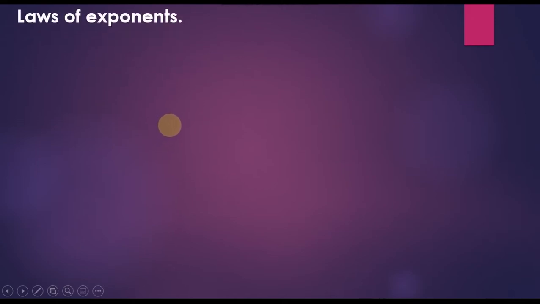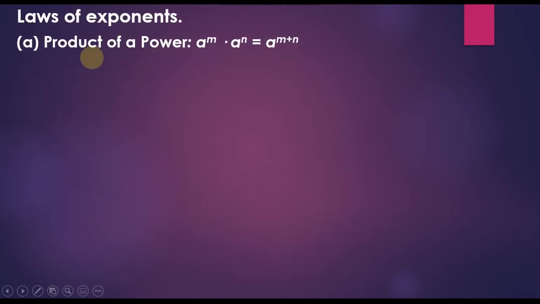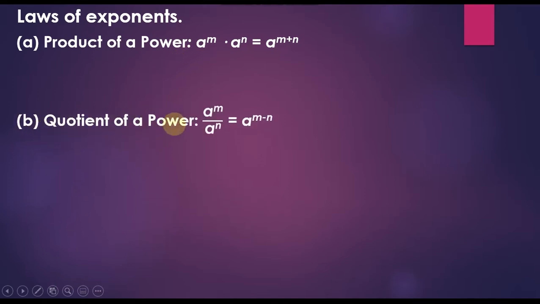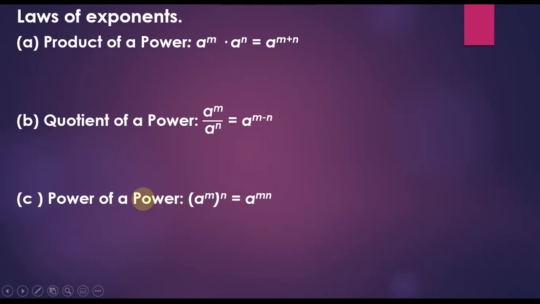So for laws of exponents, we have here product of a power, quotient of a power, power of a power. So let's try to solve some examples using these three laws. We have been given 3b raised to 1 half times b raised to 3 over 2.